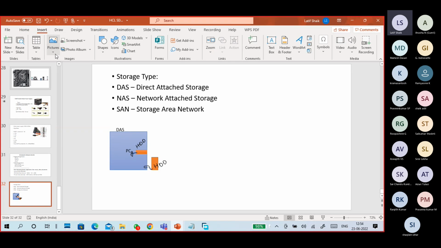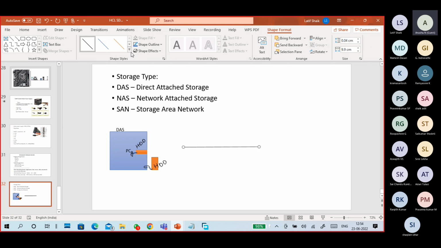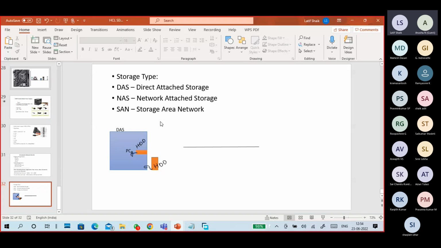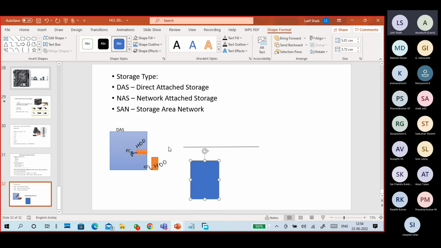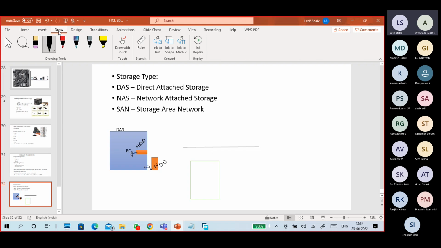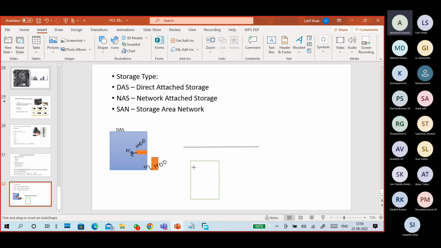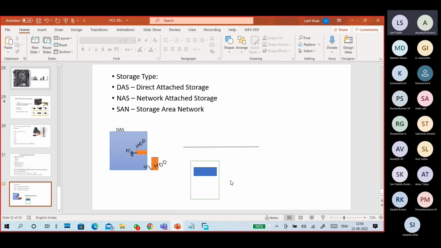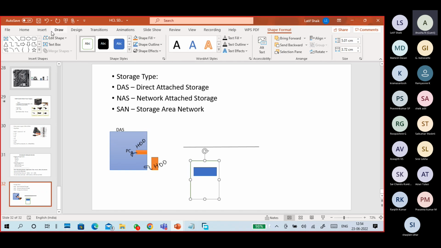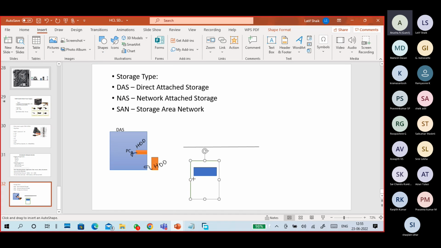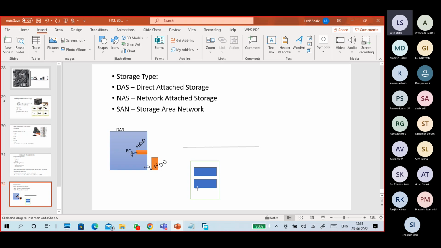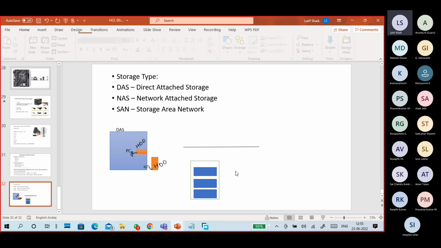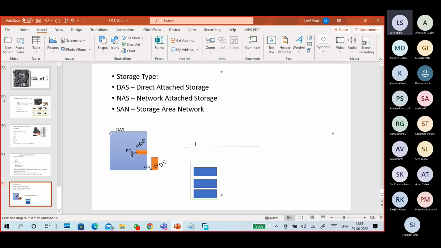Next one is network attached storage. Network attached storage means you have a storage bay, where the storage is. Why is it blue by default? Why not white? It contains hard disks internally, like this. So this is a storage bay which is connected to our network.